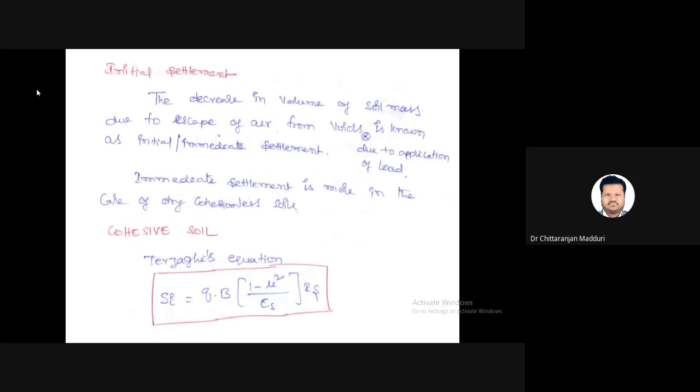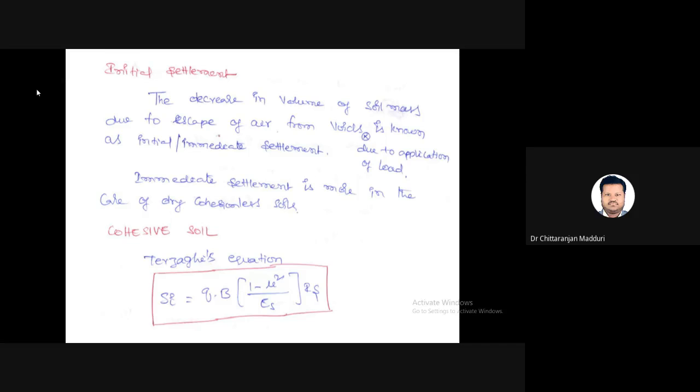So, initial settlement. The decrease in volume of soil mass due to escape of air from voids is known as initial or immediate settlement. It happens due to application of the load. Immediate settlement is more in the case of dry, cohesionless soil. It is called immediate settlement because just after the application of the load, there will be some change in volume of the soil mass. That change in volume of soil mass is known as initial settlement. It doesn't take any time, that's why it is called immediate settlement.